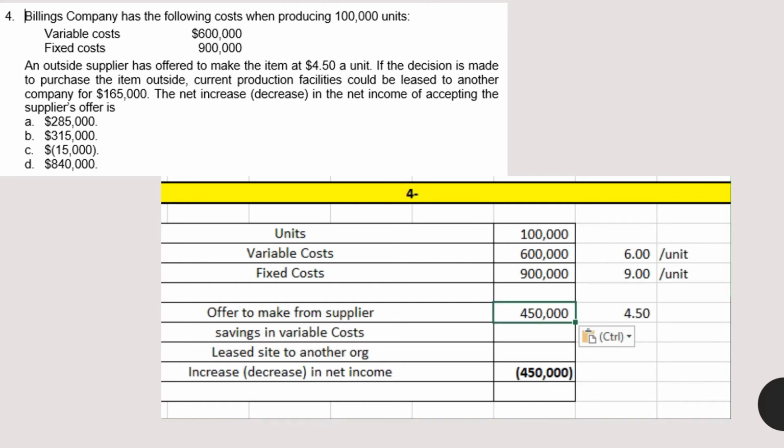The savings in our variable costs, we would save $600,000, our fixed costs would not change, but then we have the opportunity to lease for an additional income of $165,000. So our total net income would increase in this case by $315,000, which is option B.